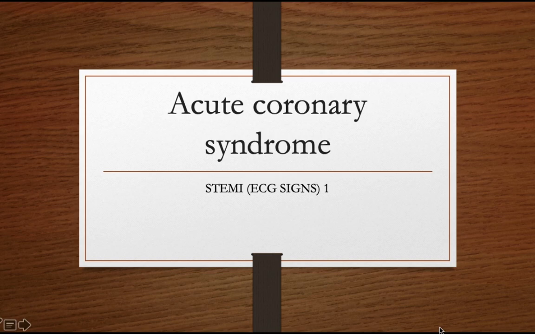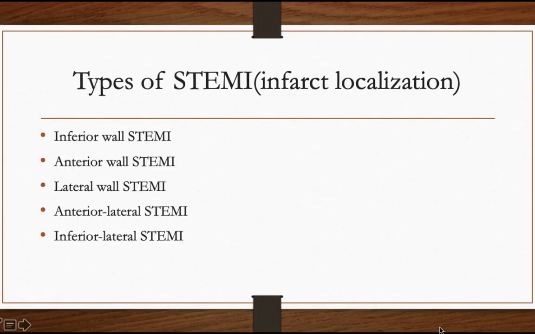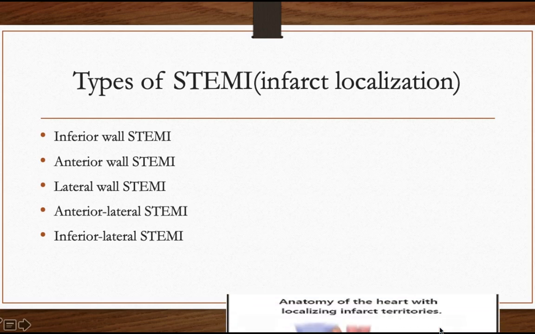Now, before we look at the ECG signs, I want us to also know that we may classify STEMI according to the location of the infarct. And so we may have inferior STEMI, anterior STEMI, lateral as well as anterolateral STEMI, and also inferolateral STEMI. What do I mean by all these?